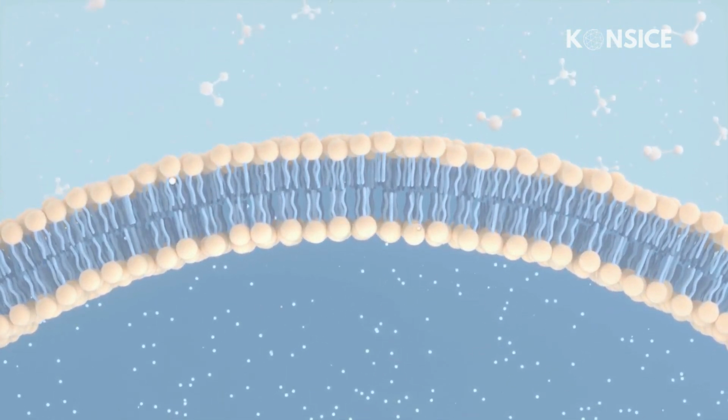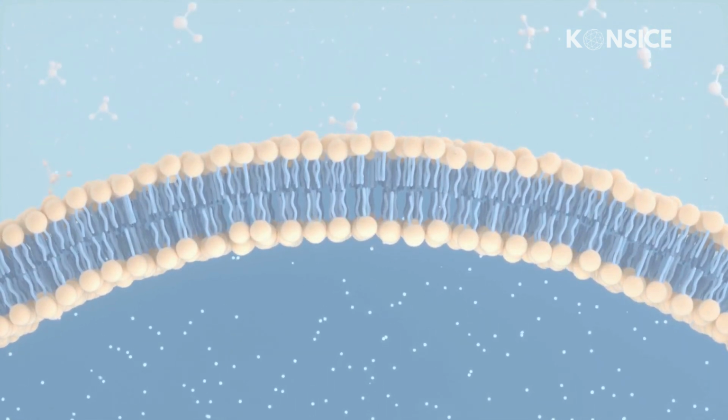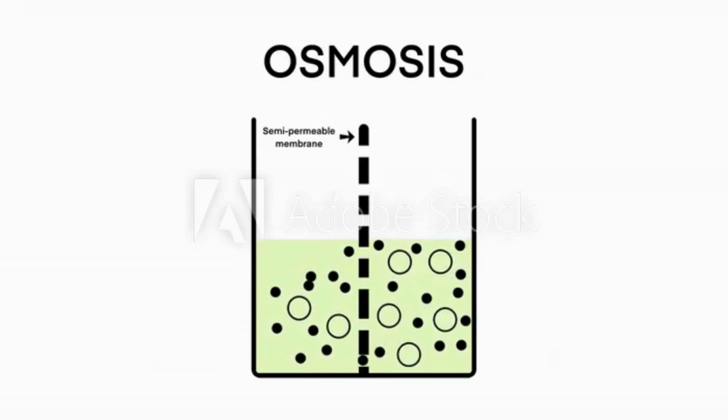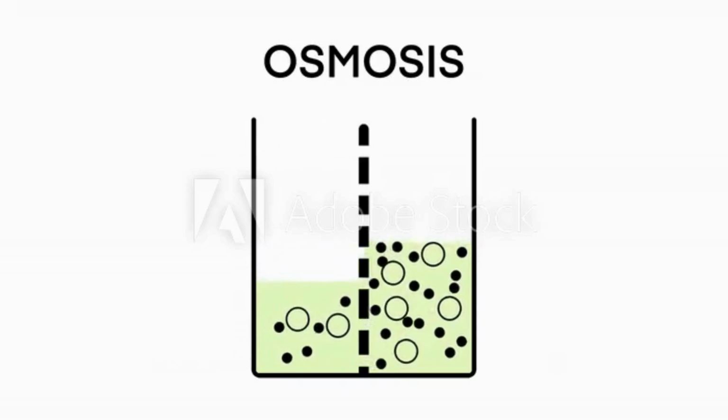So, to recap, osmosis is the movement of water through a semi-permeable membrane from an area of less stuff to more stuff. Osmotic pressure is the force created by that water movement. It's all about balance and pressure.